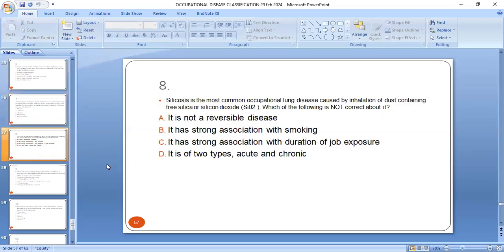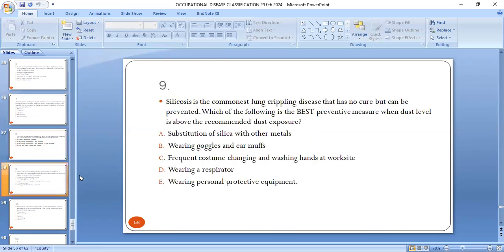Silicosis is the most common occupational lung disease caused by inhalation of dust containing free silica, silicon dioxide. Which of the following is not correct about it? Is it not a reversible disease, does it have a strong association with smoking, does it have a strong association with occupational exposure, or is it of two types, acute and chronic? C. Yes, C, it is.